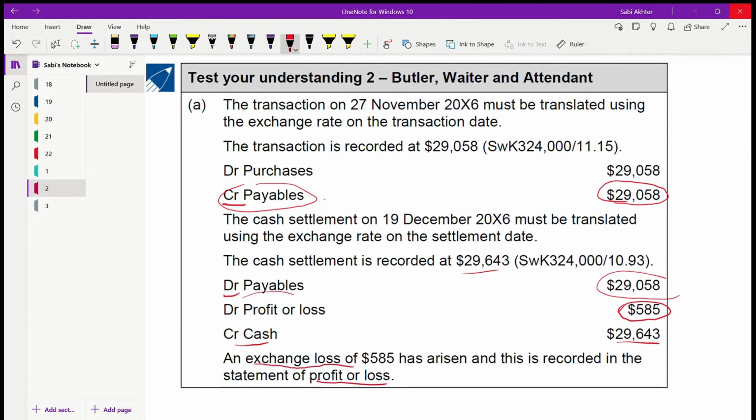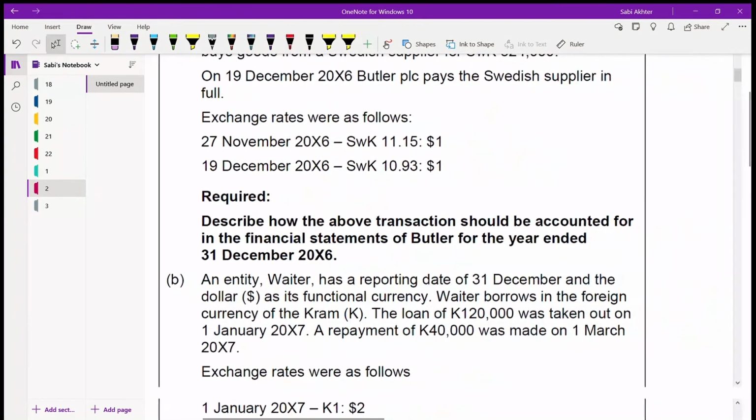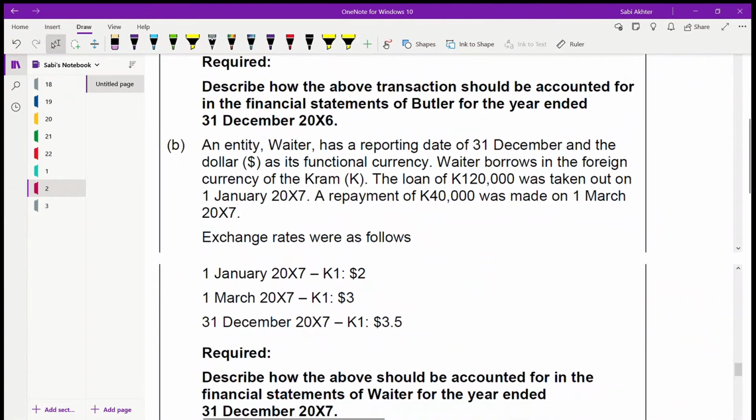Now let us go to part B, the second one, waiter. So an entity, Waiter, has a reporting date, and the dollar is its functional currency. Waiter borrows in the foreign currency, and the loan was 120. So this is a loan of 120, and repayment is this one. Repayment is not made in full. Okay, and you have been given three exchange rates this time. So on 31st December 2007, what will be the rate?